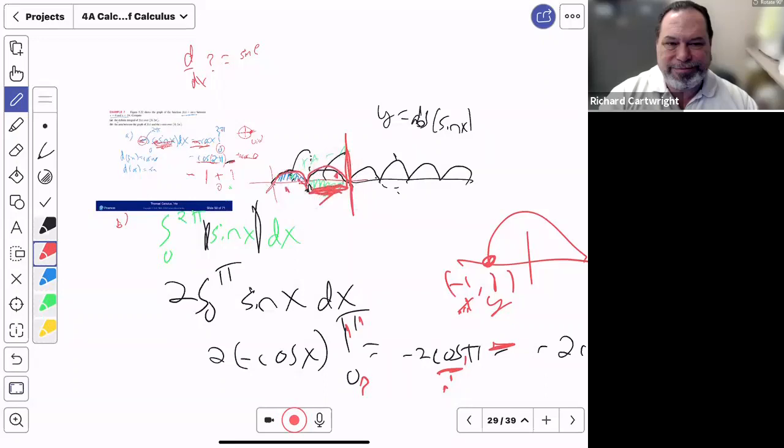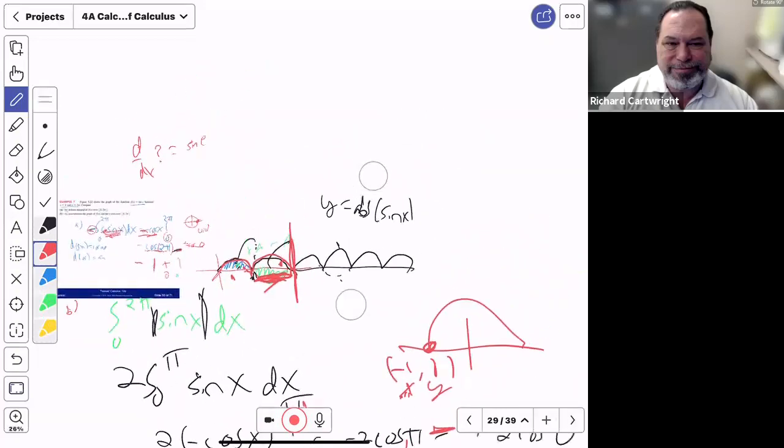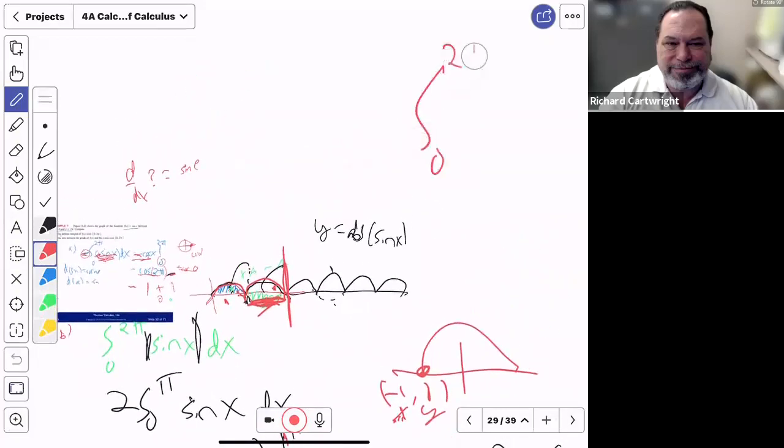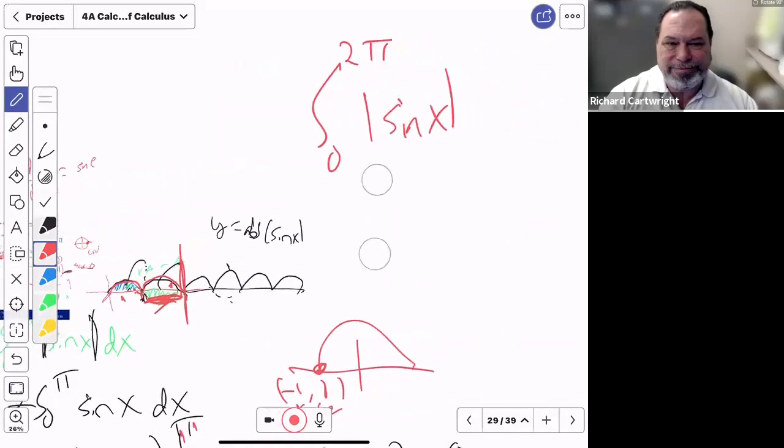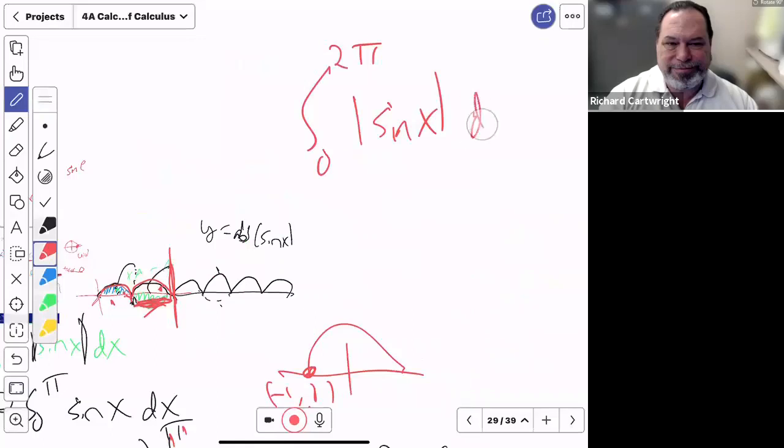Could we do it with 0 to 2 pi? We could, but then I don't double it. I just go 0 to 2 pi of the absolute value of sine of x. So that means in this case, you'd have to keep the absolute value with you the whole time. Make sure none of those numbers are negative.